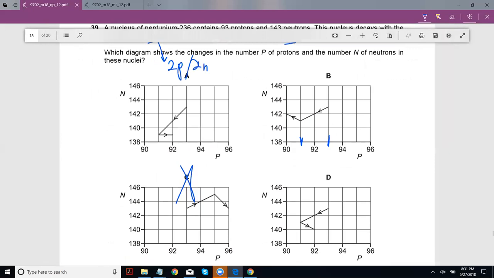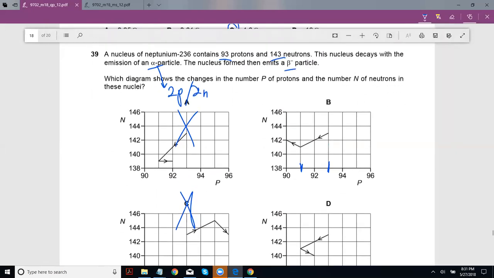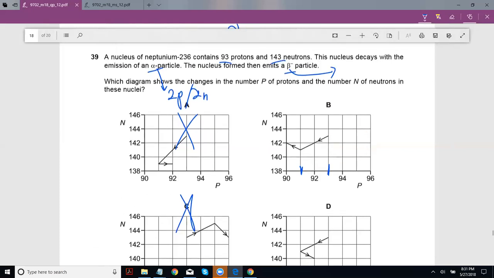A is showing four less neutrons, right? So that doesn't work. So it's B or D. Yeah, B and D are fine with the alpha particle emission. Now the beta particle emission.